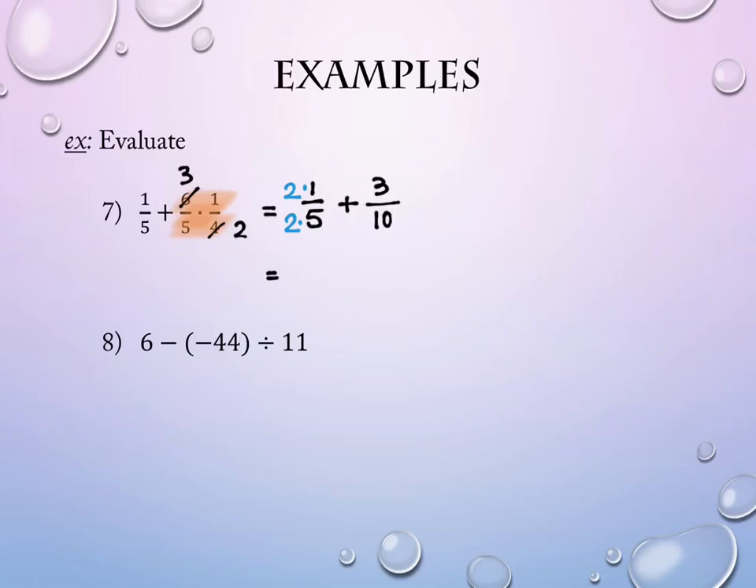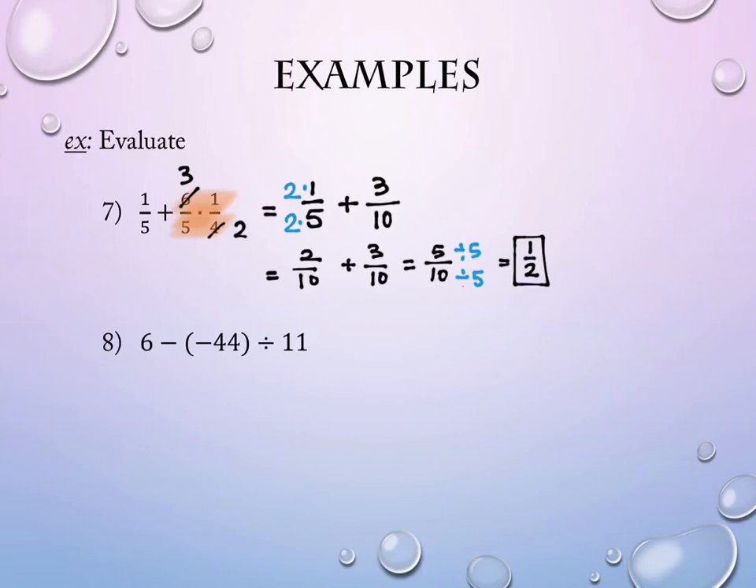So on this one, I now have 2/10 plus 3/10, which is what? 5/10. Yeah, so I have to reduce that. They both divide by 5, which will give me what? 1/2. Always make sure to reduce when you get to the end of a problem. Any questions on that one? Okay.